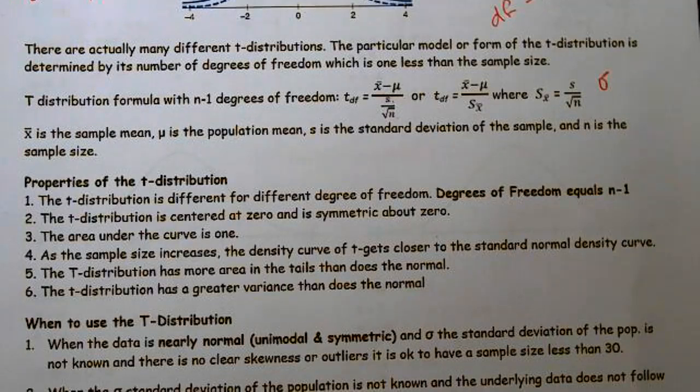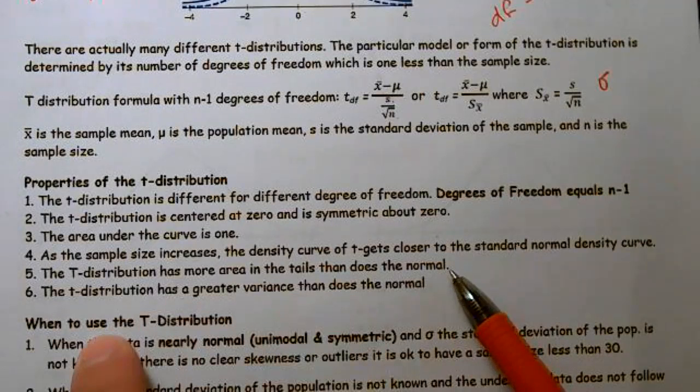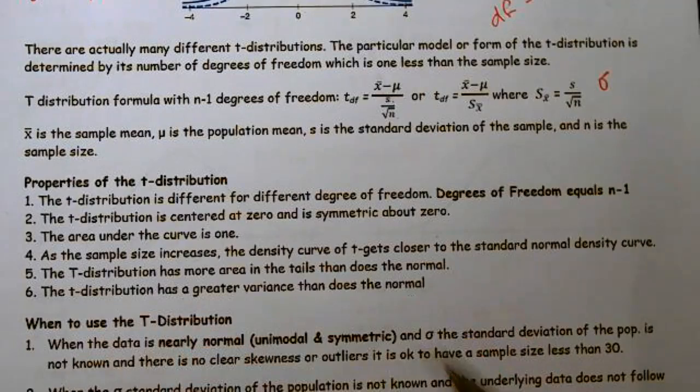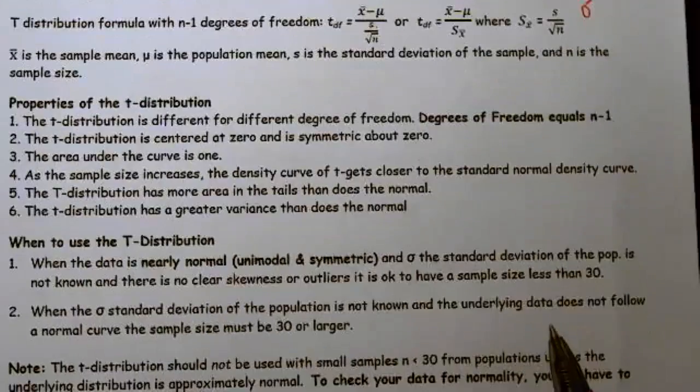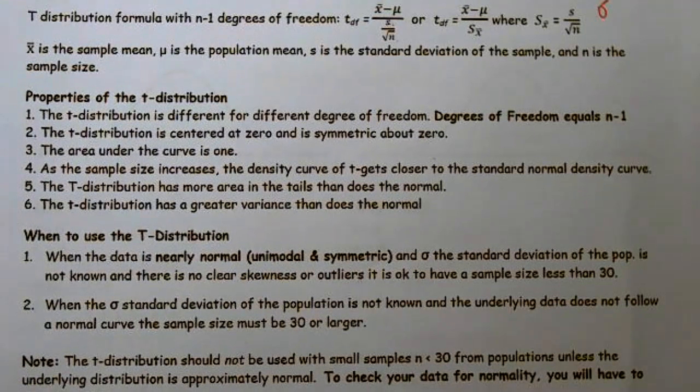And because it's an estimate, the t is wider, or has more variance, or more area in the tails than does the normal. All right, so the t distribution has more area in the tails than the normal, or the t distribution has greater variance than normal. So, all right, we know that there's going to be restrictions on when you can use the t, just like there's restrictions on when you can use a normal.